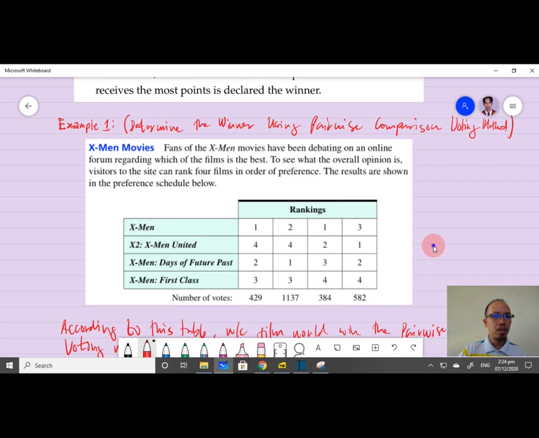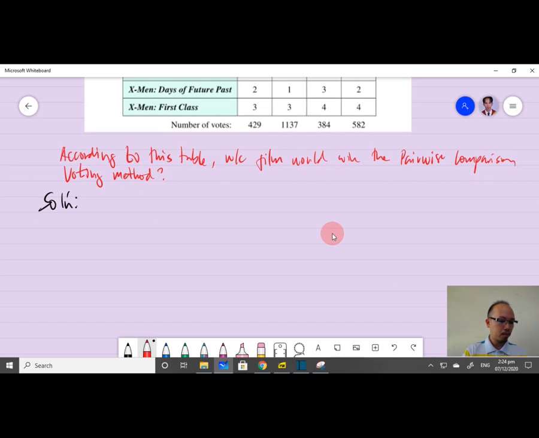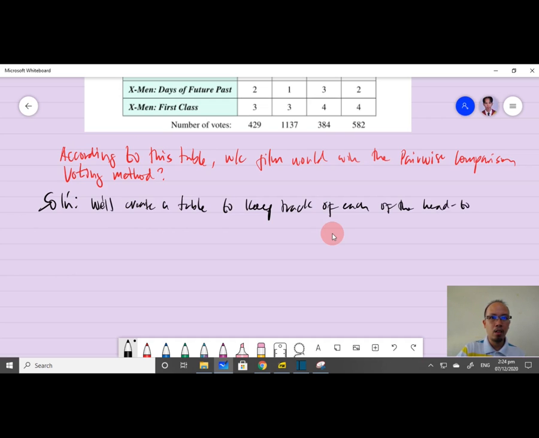Okay, so first we have to make a table here, but we have to make some notes. Here we will create a table to keep track of each of the head-to-head comparisons.